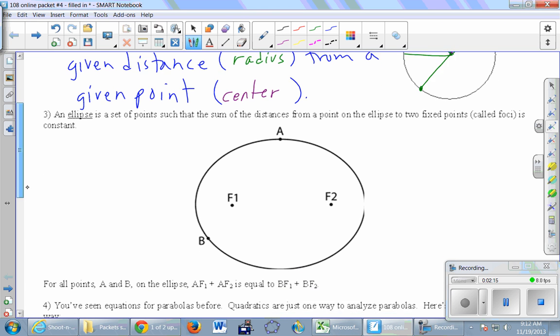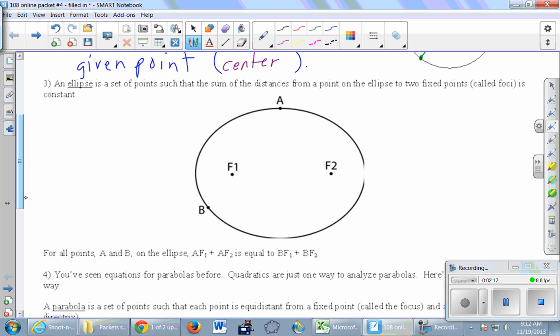Number 3, an ellipse is a set of points such that the sum of the distances from a point on the ellipse to 2 fixed points called foci is constant. Okay, that is a far more complicated definition than the definition of a circle. So we've got these points here called F1 and F2. The plural is foci, but that's the plural of a singular word, which looks a little bit different. A singular focus. So one focus, 2 foci.